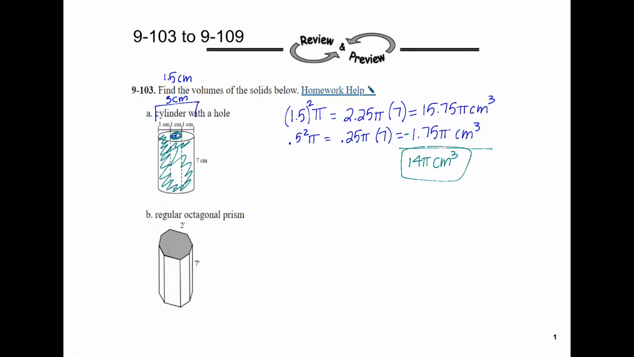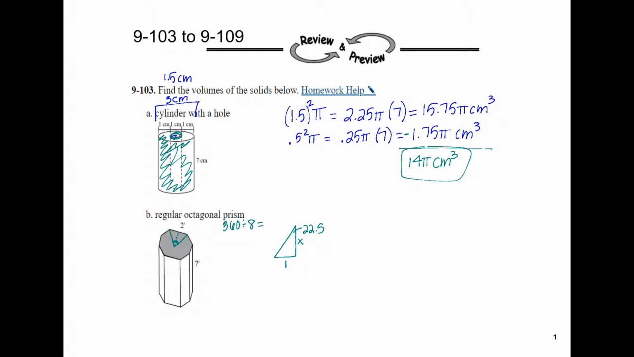A rectangular octagonal prism, if one of my side lengths is 2, I can take 360 divided by 8 because my octagon has 8 sides. I get 45 as my central angle. When I divide my central angle by 2, I get 22.5. When I divide 2 by 2, I get 1.